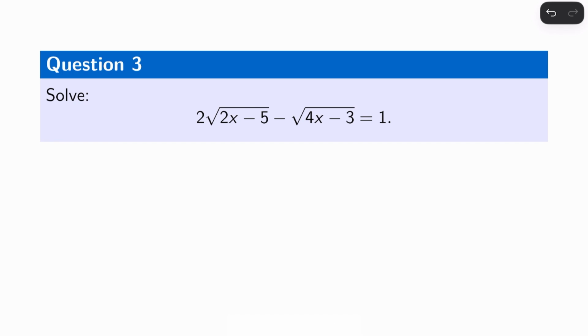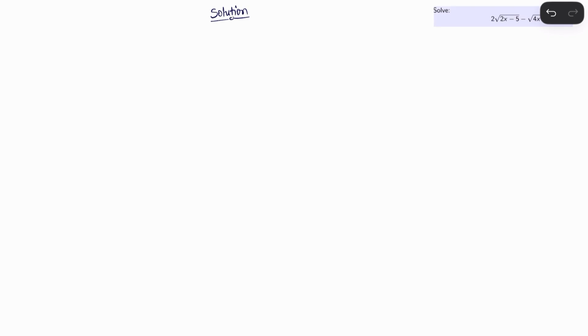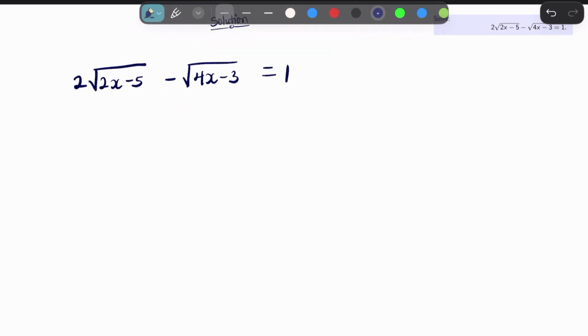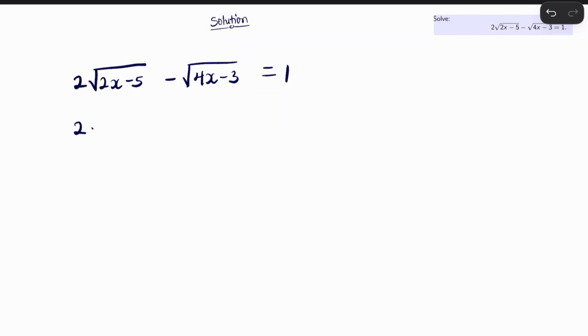Question 3. Solve 2 times the square root of (2x - 5) minus the square root of (4x - 3) is equal to 1. Solution. Here we have the equation giving us 2√(2x - 5) - √(4x - 3) = 1. First step is to move this guy to the right hand side. So doing so, we are going to have 2√(2x - 5) is equal to 1 + √(4x - 3).